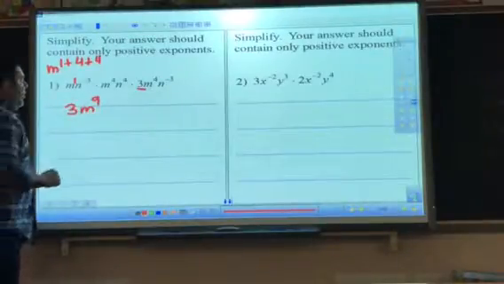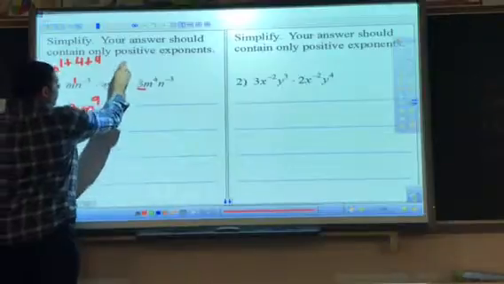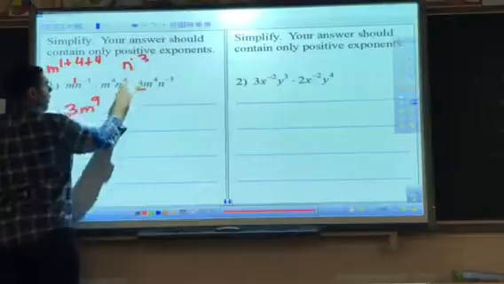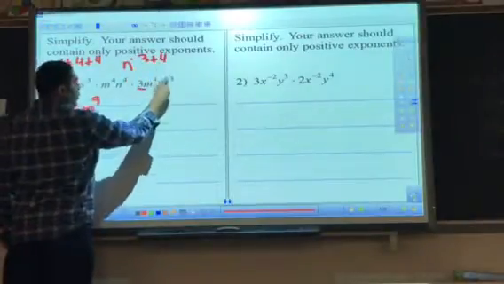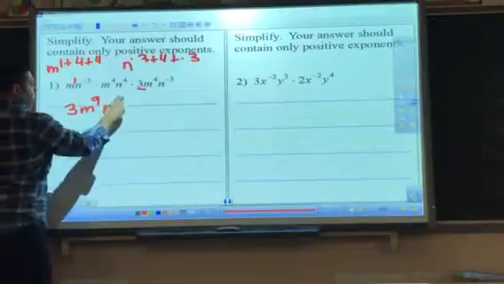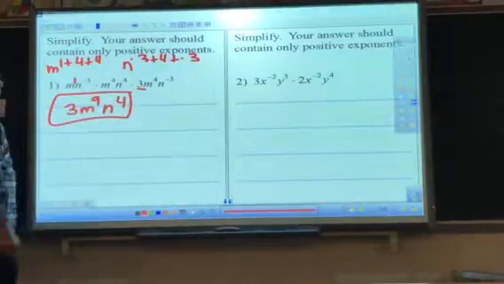For my n, as in no, I need to add those exponents. That'd be negative 3 plus 4 plus negative 3, and that would be negative 2... and this would be my answer. Okay?